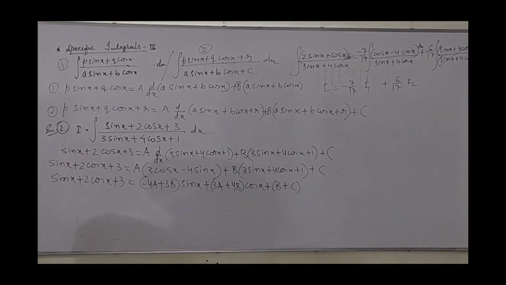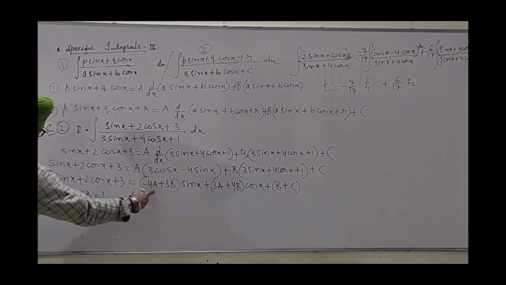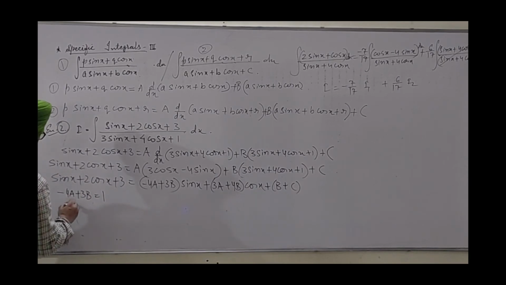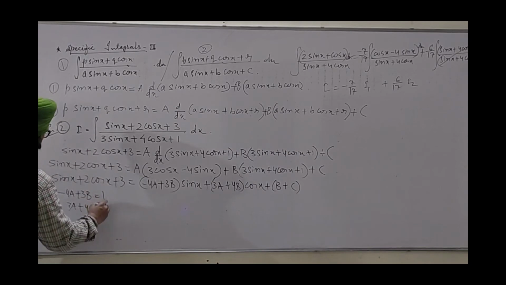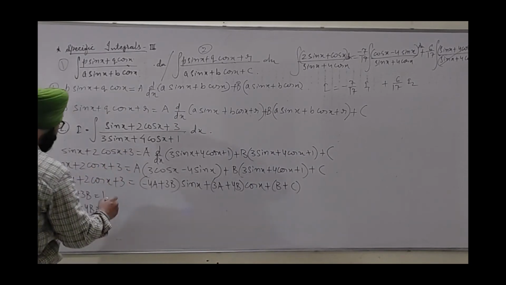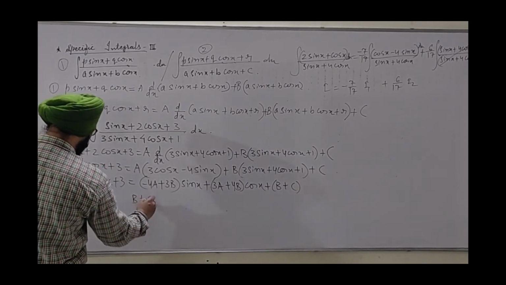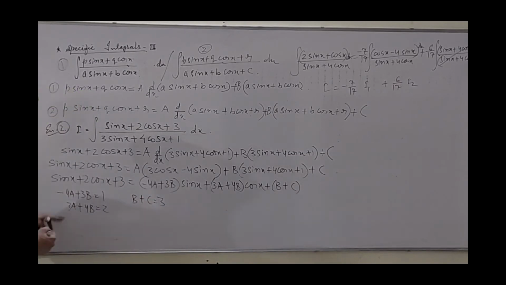Now compare the coefficients of sine and cos and the constant. So we have three equations this time. Minus 4A plus 3B is equal to 1. 3A plus 4B is equal to 2. And a separate equation in terms of B and C equal to 3. These are simultaneous equations, we can solve them. Let's do it by the elimination method or any method you want.